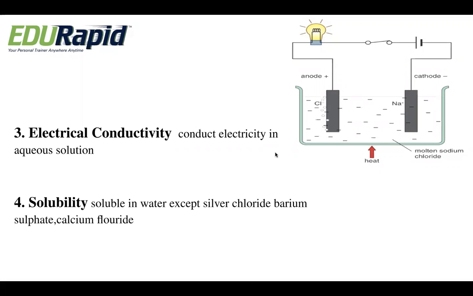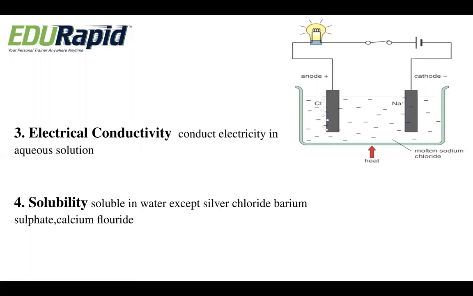We'll move to the next important property of ionic compounds, solubility. So where are they actually soluble? They are soluble in water. Why? Because water has a high affinity towards ionic compounds. So when water combines with ionic compounds, it solubilizes them very easily.